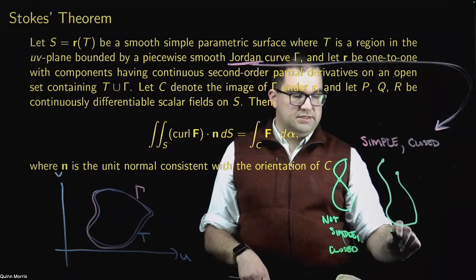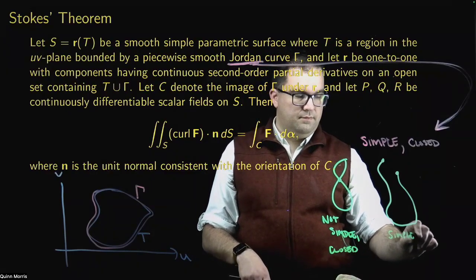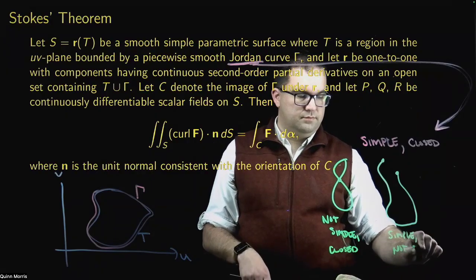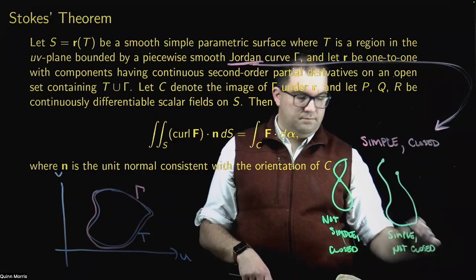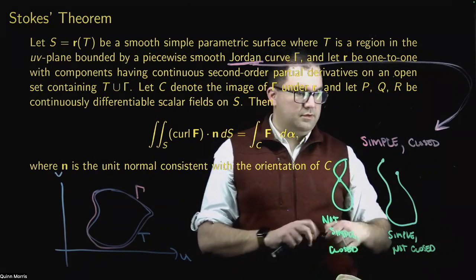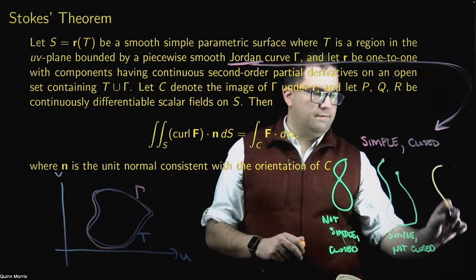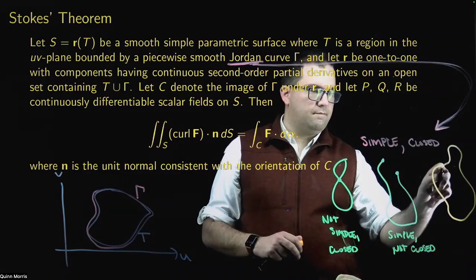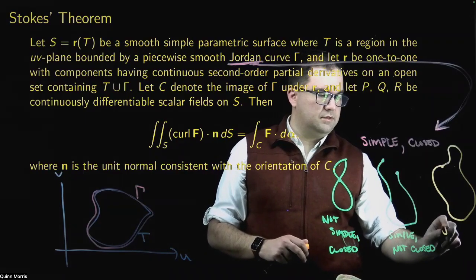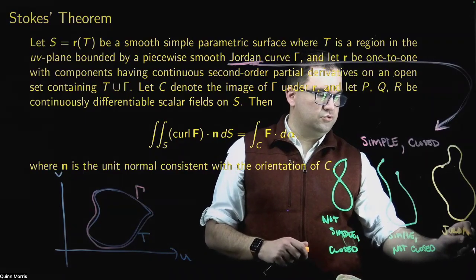Okay. This is simple, but not closed. What we want is simple and closed. Something like this. This is simple and closed. This is a Jordan curve.